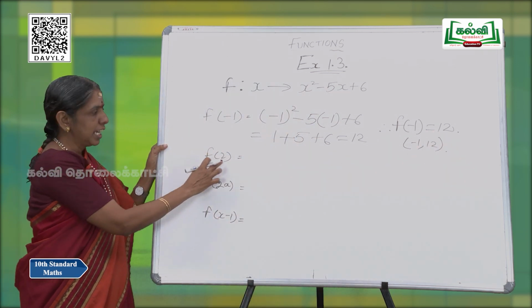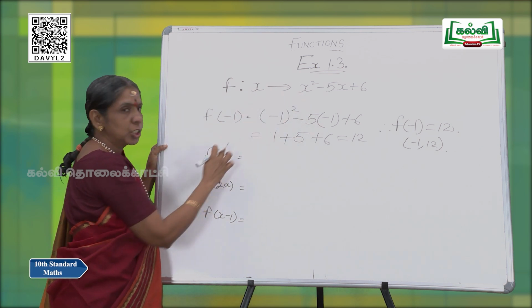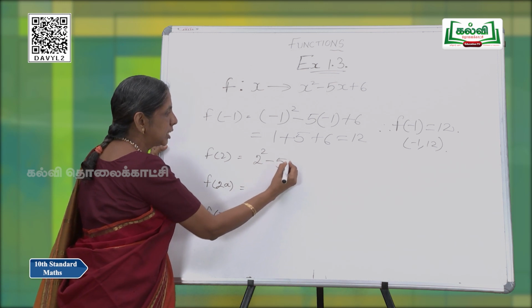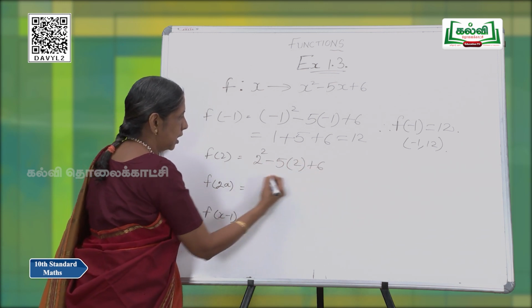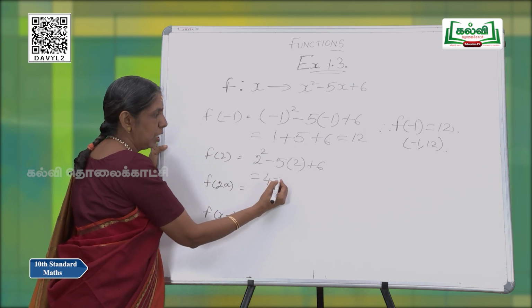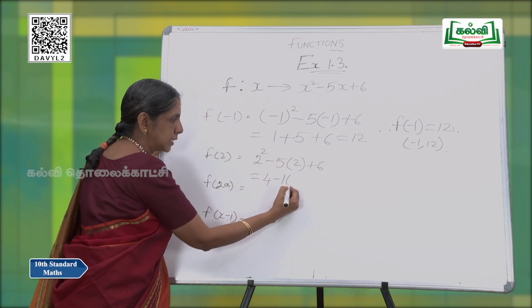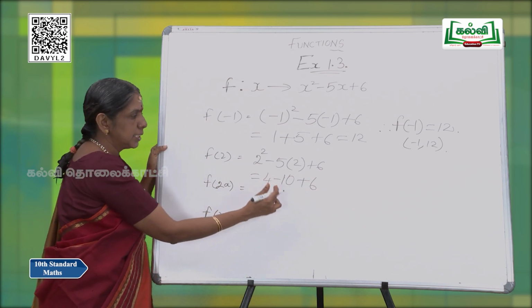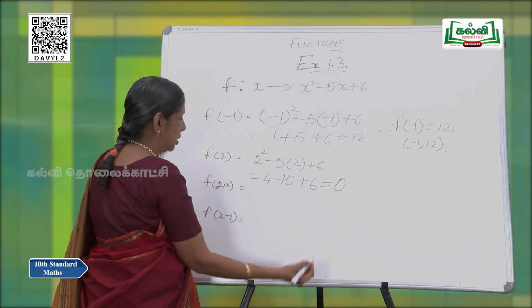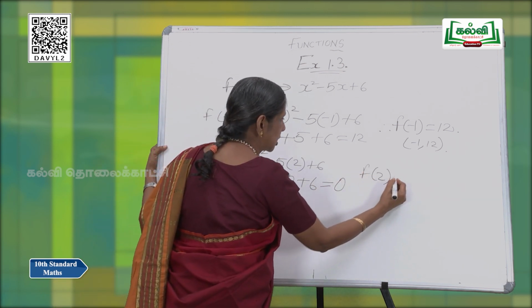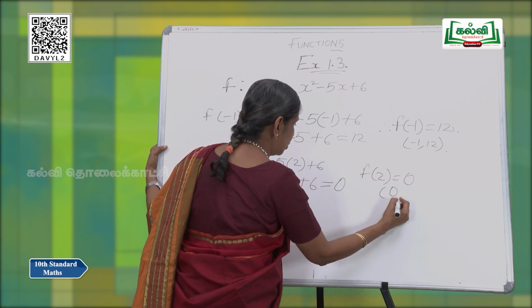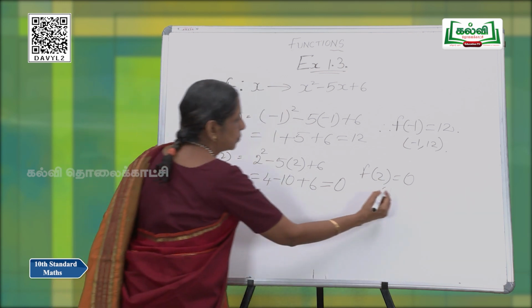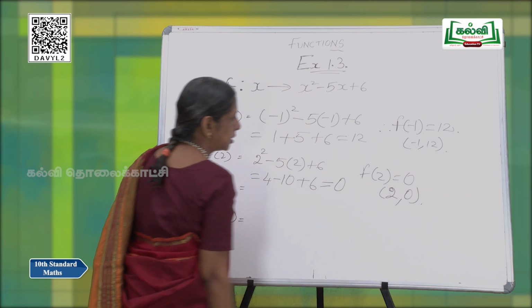Now, we have to calculate f of 2. In the place of x, you have to replace 2. So, this will be 2 squared minus 5 times 2 plus 6. How much? 2 squared is 4, minus 5 times 2 is minus 10, plus 6. Plus 4 plus 6 is plus 10, and plus 10 and minus 10 is equal to 0. Therefore, f of 2 is equal to 0, otherwise you can write it as (2, 0). That is the second answer.